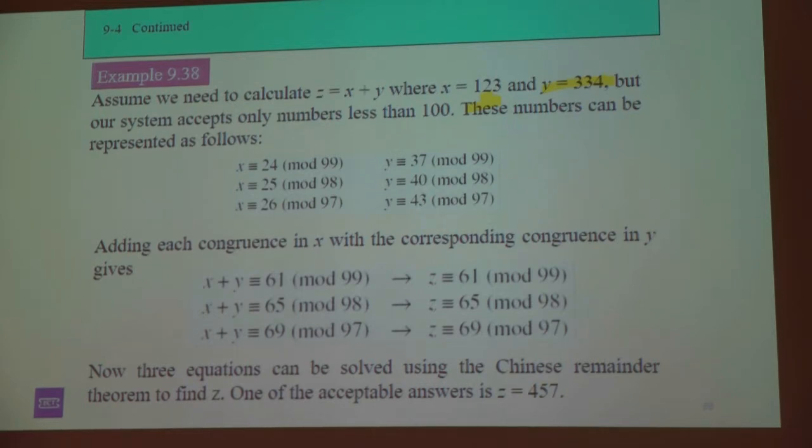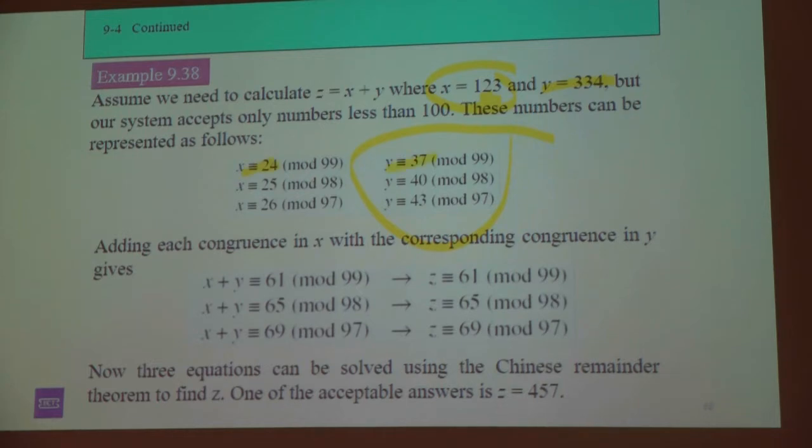So 123 modulo 99 gives you 24, right? Yeah, that's what it is, x, so x is in here. So x modulo 99 will give you 24, x modulo 98 will give you 25, and x modulo 97 will give you 26. It's the same thing we do for the y.